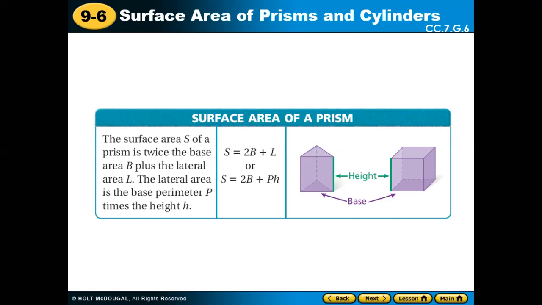The surface area S of a prism is twice the base area B plus the lateral area L. What is the lateral area? The lateral area is the base perimeter P times the height h. So our formula for the surface area of a prism is S equals 2B plus Ph. S, the surface area; B, the area of the base; P, the perimeter of the base; h, the height. So we have to keep it in our mind: S equals 2B plus Ph. Let's apply this formula in our practice.